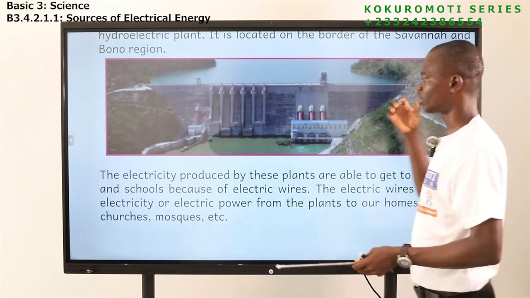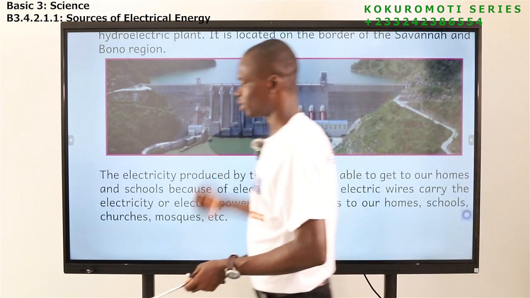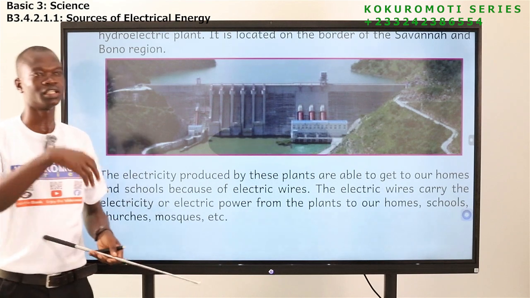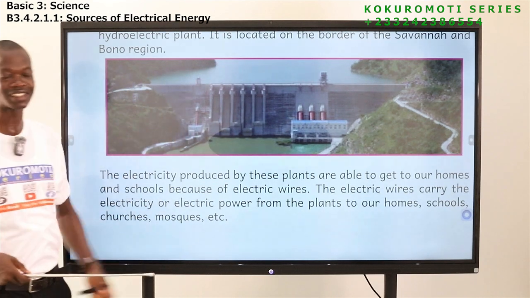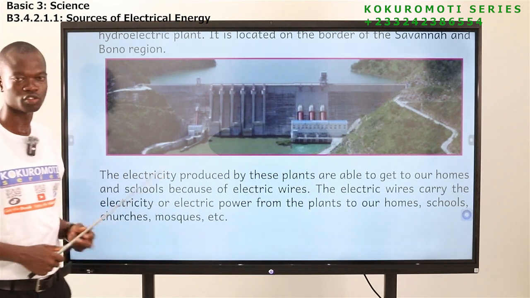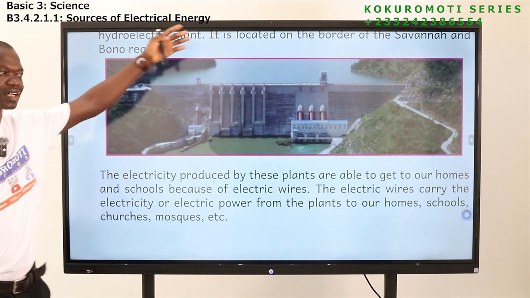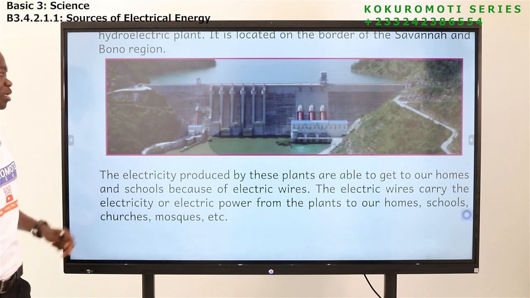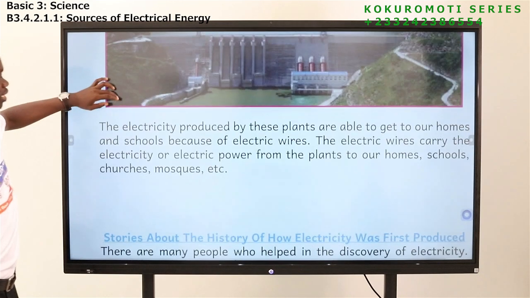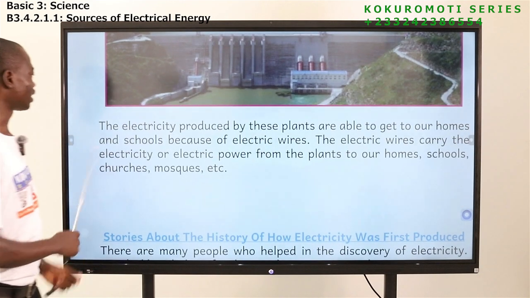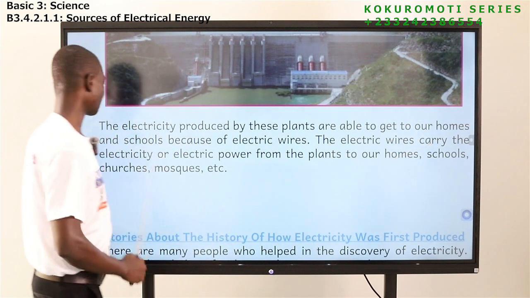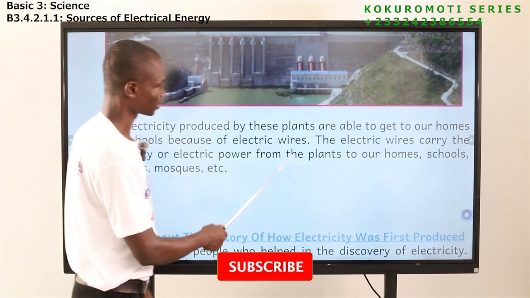Electricity for us. When the electricity is produced, we get it in our houses, in our rooms, in our schools, in our towns and communities, all because of what? Wires. The wires are connected from that point to wherever we want the power. So here we are saying that the electricity produced by these plants is able to get to our homes and schools because of electric wires.